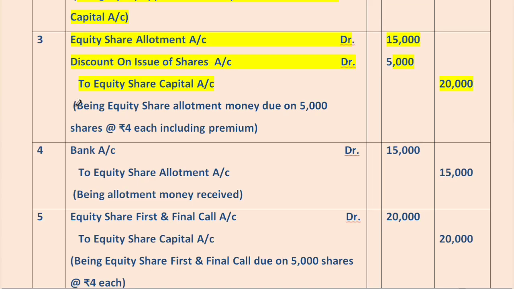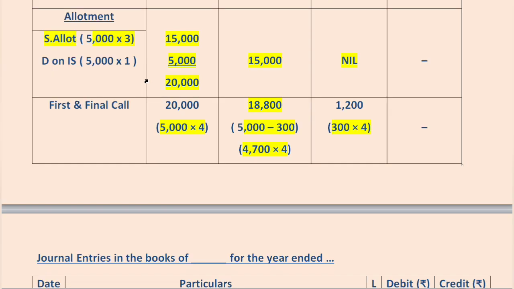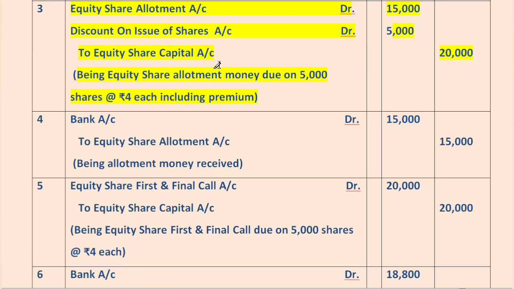Being equity share allotment money due on how much share? 5,000 shares at rupees 4 per share. 3 plus 1, 4, no? At rupees 4 per share.